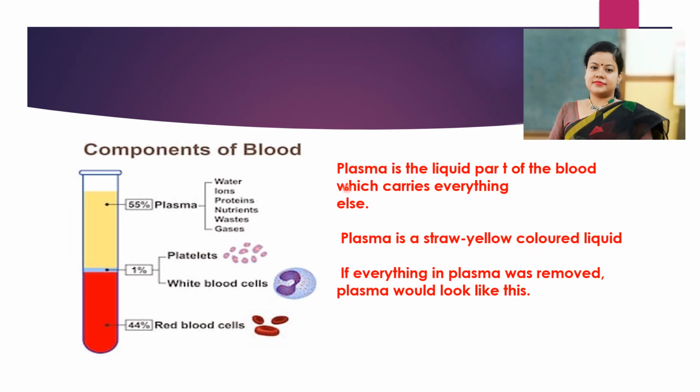So what is plasma? Plasma is the liquid part of the blood which carries everything else. Just now we have seen it carries water, ions, different proteins, nutrients, nitrogenous waste and dissolved gases. Plasma is a straw yellow colored fluid. If everything in the plasma was removed, plasma would look like this.